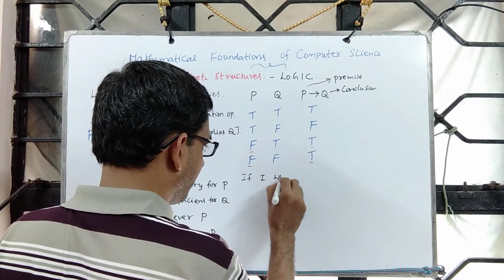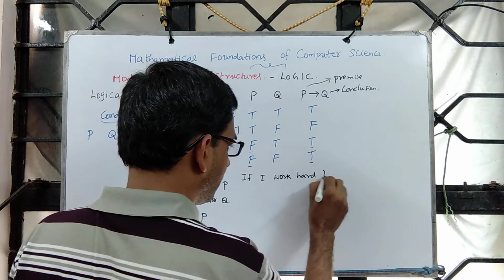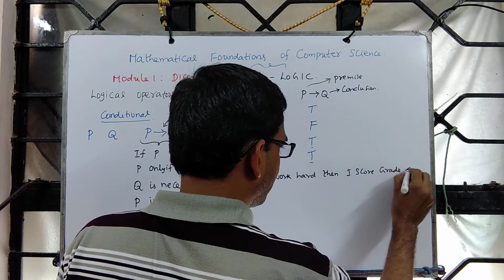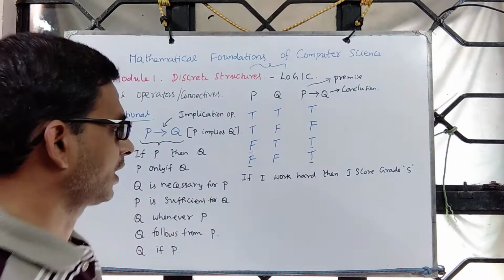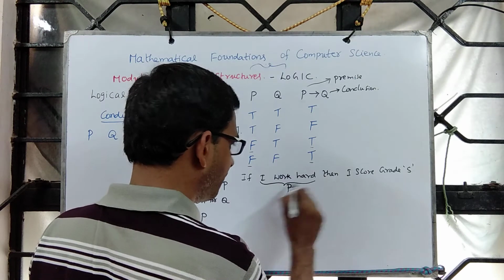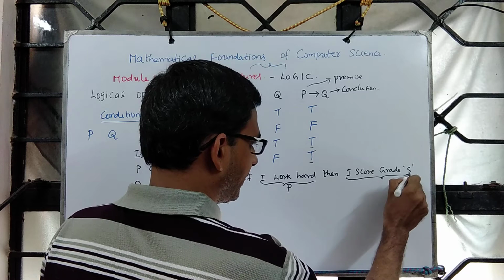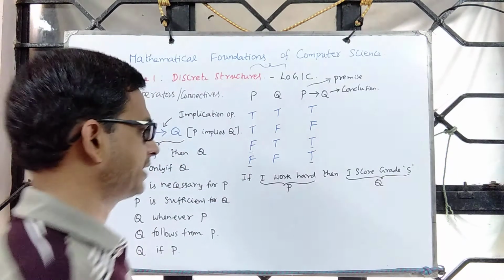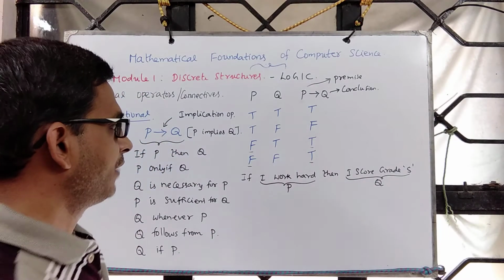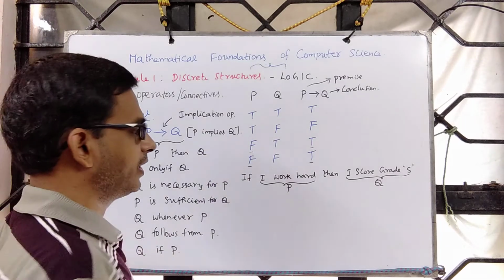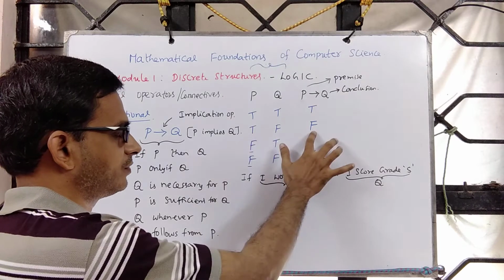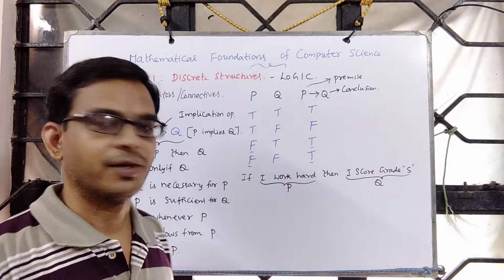If I work hard, then I score grade S. So we are interested in analyzing the truth value of this statement given two propositions, I work hard and I score grade S. We look at possible values for P and Q. The definition says when it is true and false, it is false, and in the rest of the cases it is true. Okay, let's analyze why.